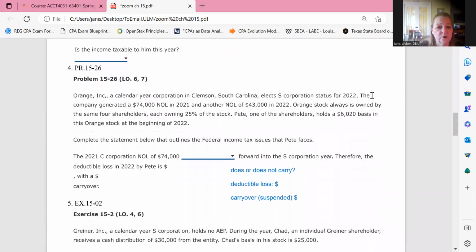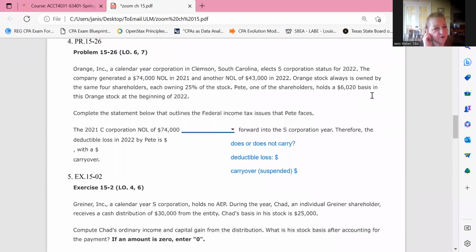Okay. Then the last one we'll do is Orange Inc. This is number 1526 in your textbook. Orange Inc. is a calendar year corporation in Clemson, South Carolina, that elects S corporation status for 2022. The company generated a $74,000 NOL in 2021 and another NOL of $43,000 in 2022. Orange stock always is owned by the same 4 shareholders, so no changes, each owning 25%. Pete, who's one of the shareholders, holds a $6,020 basis in this Orange stock at the beginning of 2022. Complete the statement below that outlines the federal income tax issue that Pete faces.